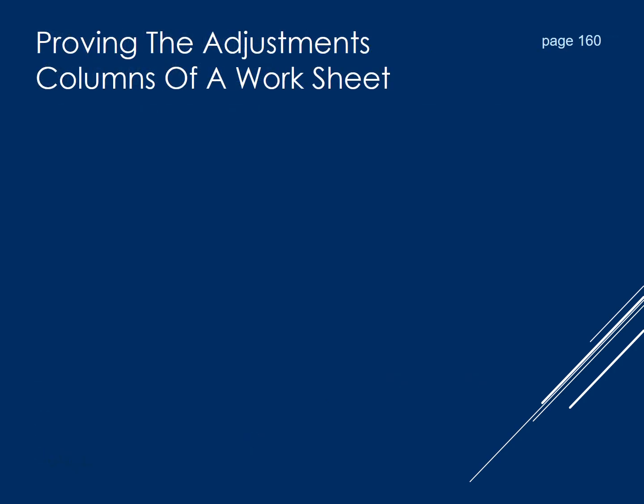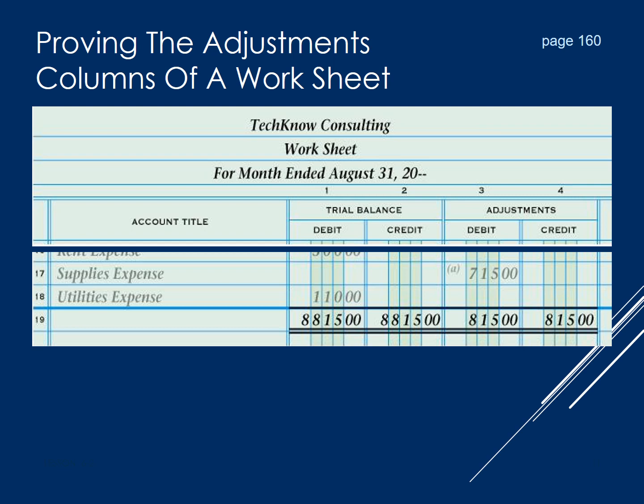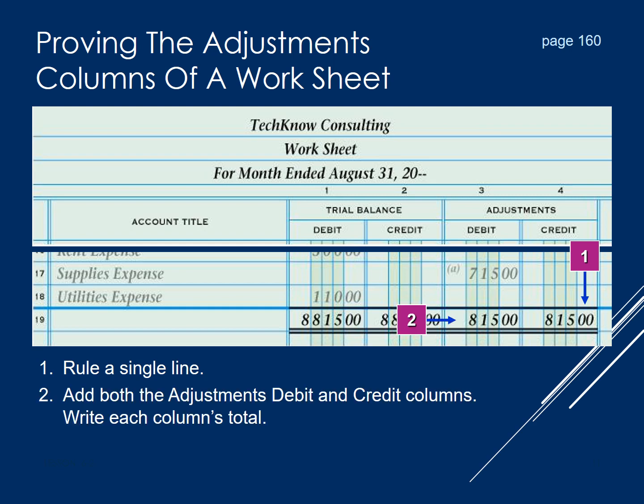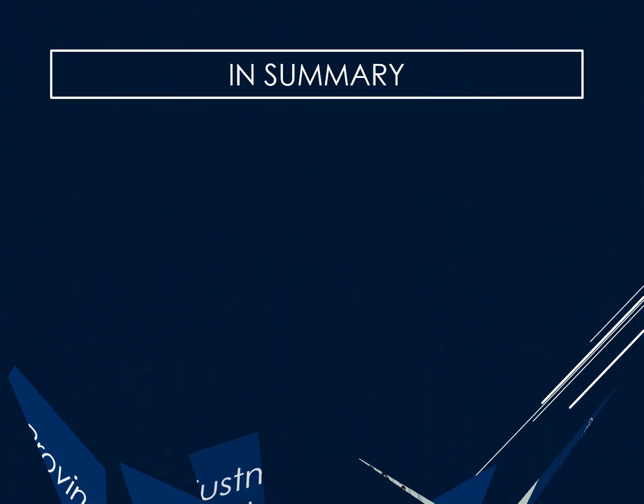Proving the adjustment columns of a worksheet. Step 1, rule a single line over our adjustment columns 3 and 4. We will add both the adjustment debit and credit columns and write each column's total across from our trial balance totals. We will rule double lines if debits equal credits. If debits do not equal credits, you need to go and find the error.